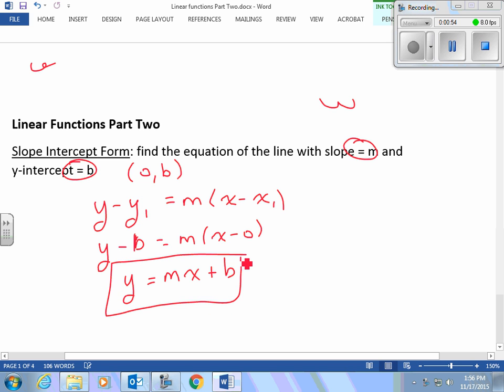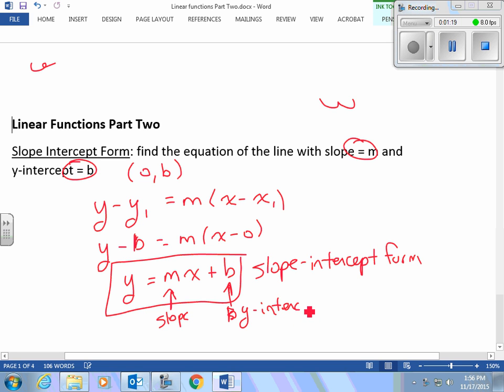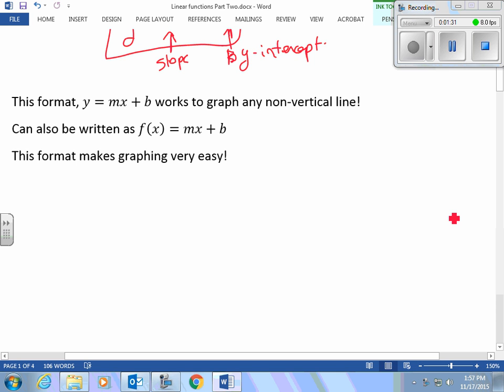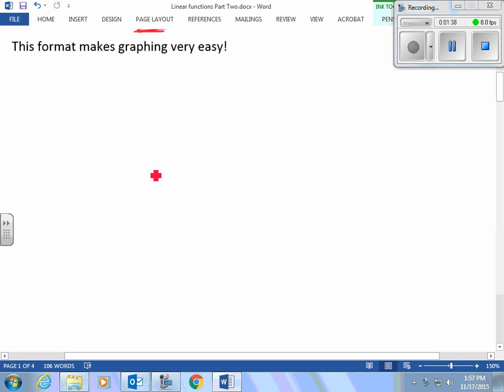This is called slope-intercept form. It's one of the quickest ways to graph a straight line, where your slope is given by m and your y-intercept is given by b. So we're going to practice that. This will graph any non-vertical line using the method that we're looking at. Think also of it in terms of function format, where f(x) equals mx plus b. Same thing. Very easy to graph this way.